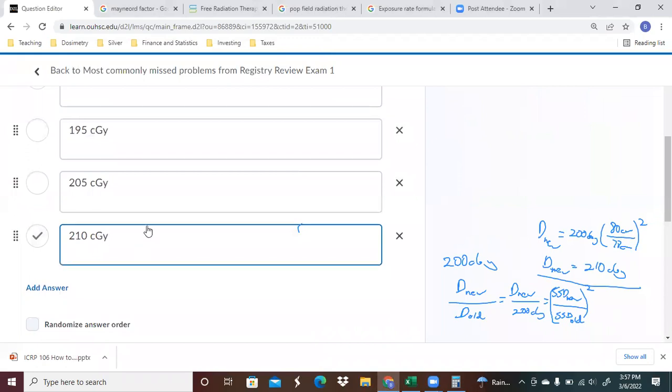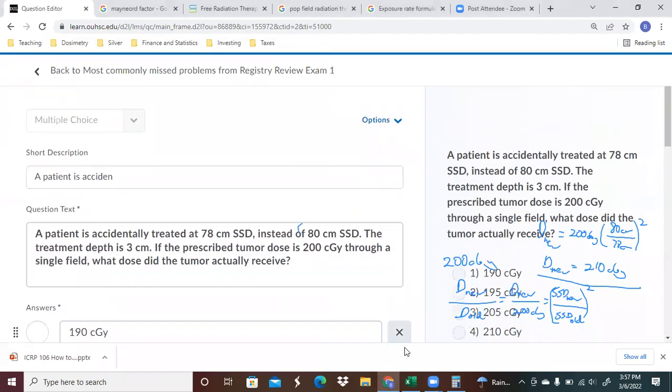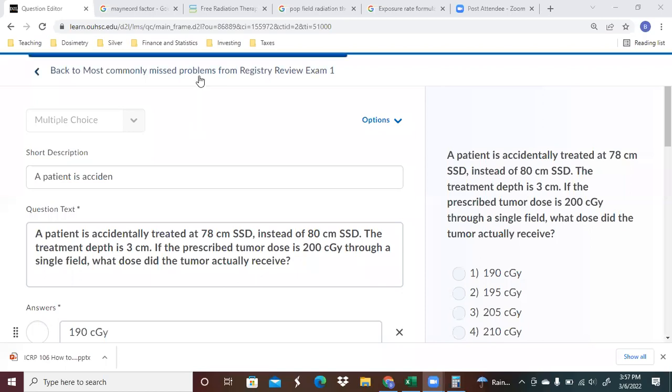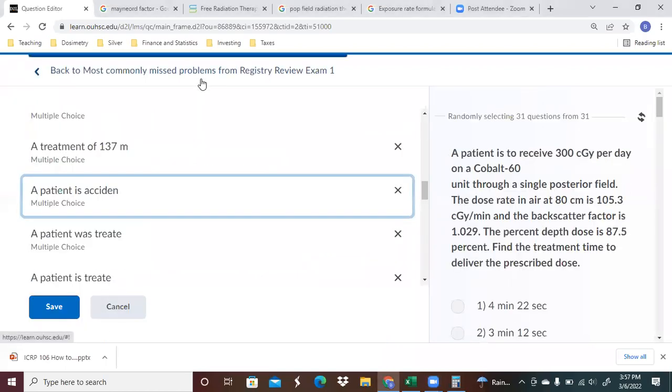And in fact, that's the answer. So this is just an application of the inverse square law. Okay. Had the SSD on that one been further away, then the dose should have ended up being less.